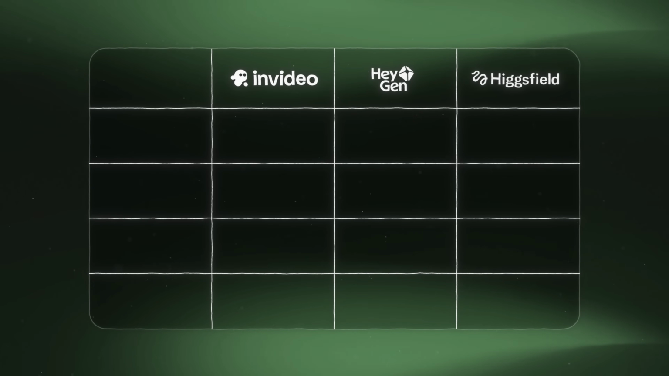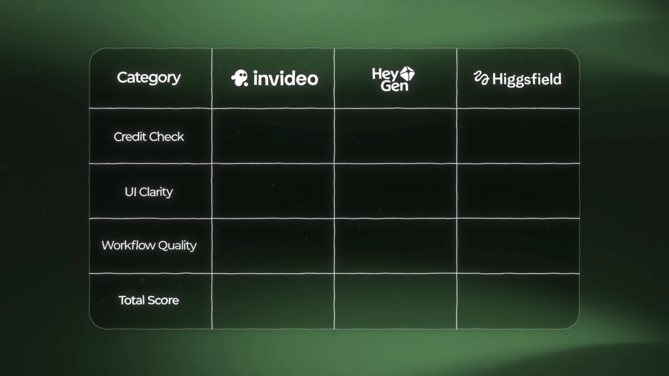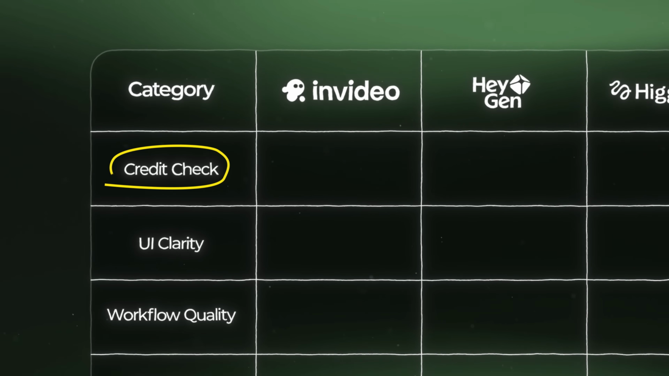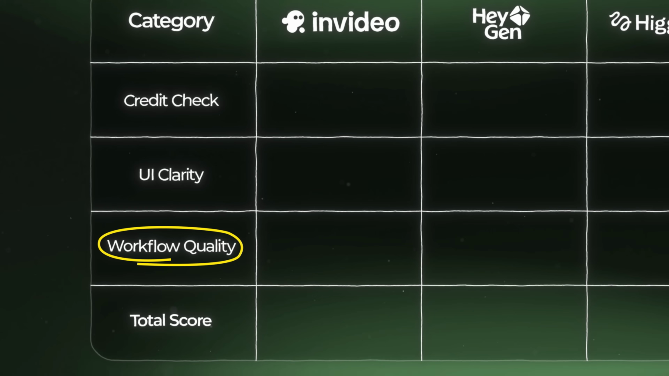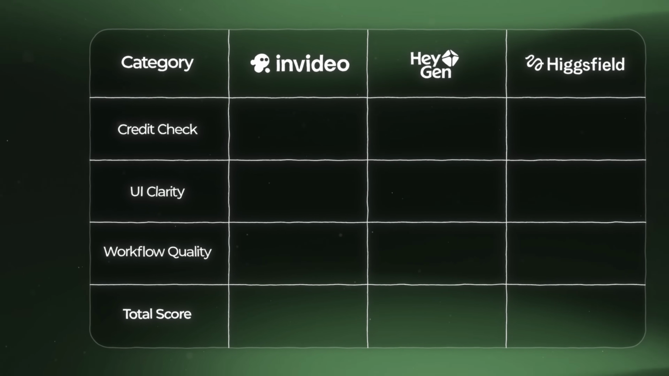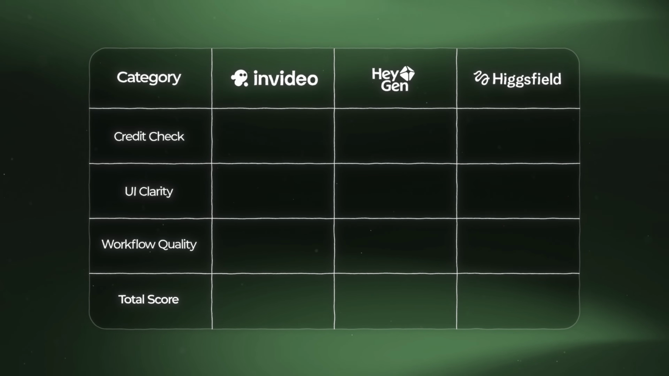Now we're going to be scoring all three of them across three different categories. The first one is going to be a credit check to actually see how much everything will cost. Then the UI clarity, actually making sure that it's pleasant to use. And then the workflow quality, so actually how good the generations are. And whoever scores the highest is going to be the best agent out there.